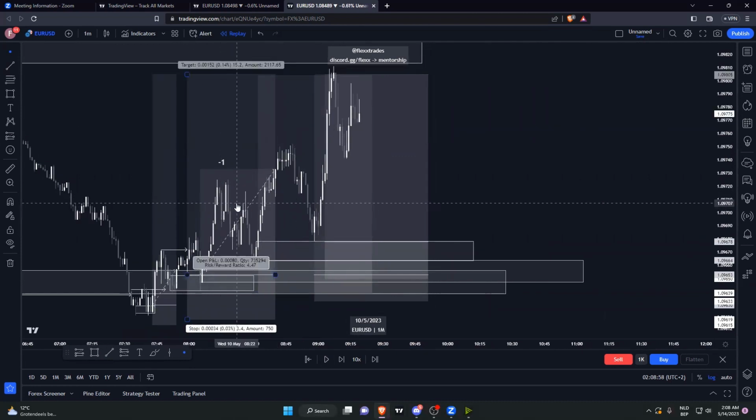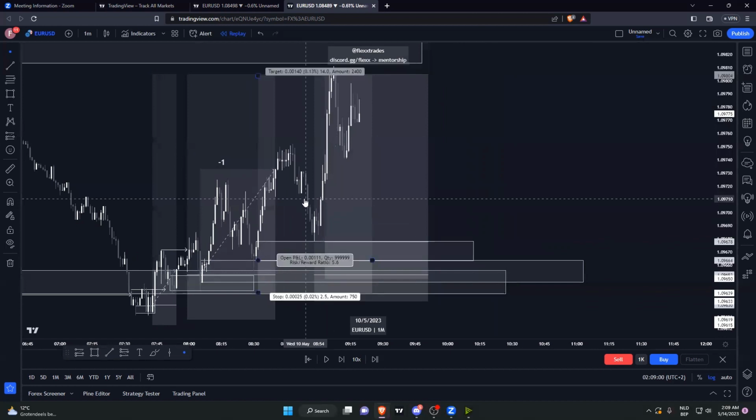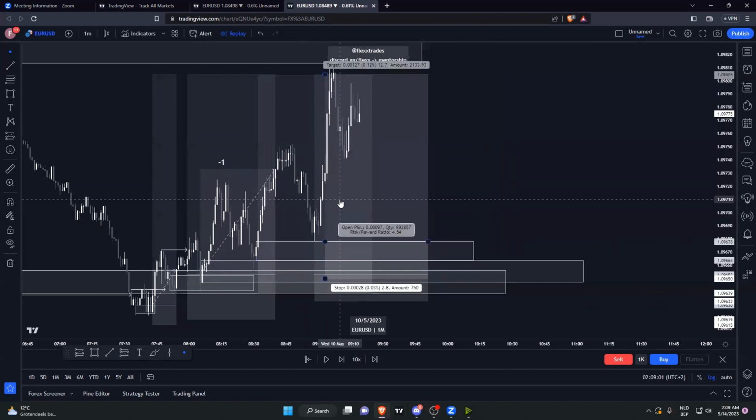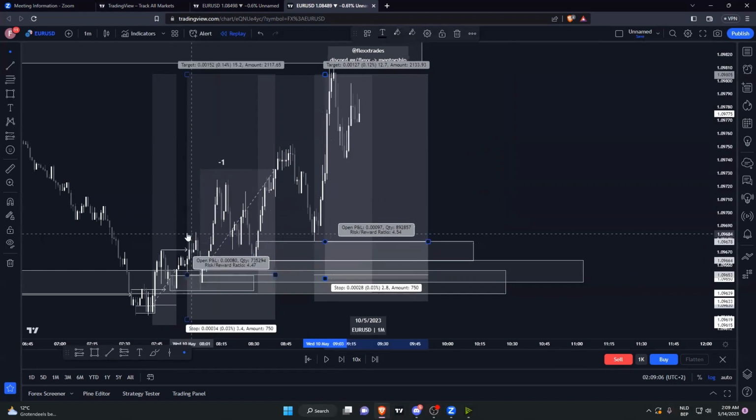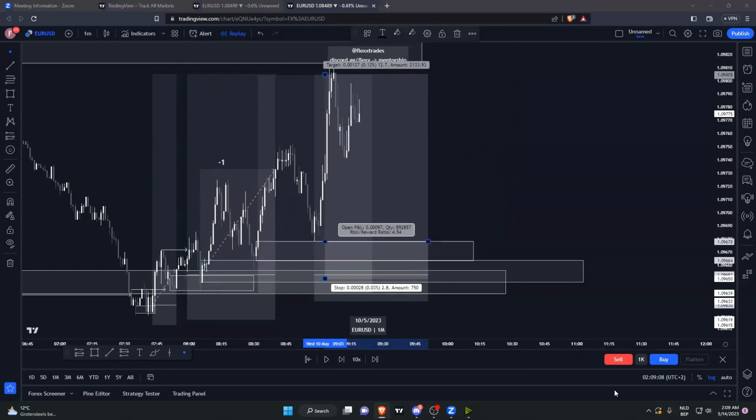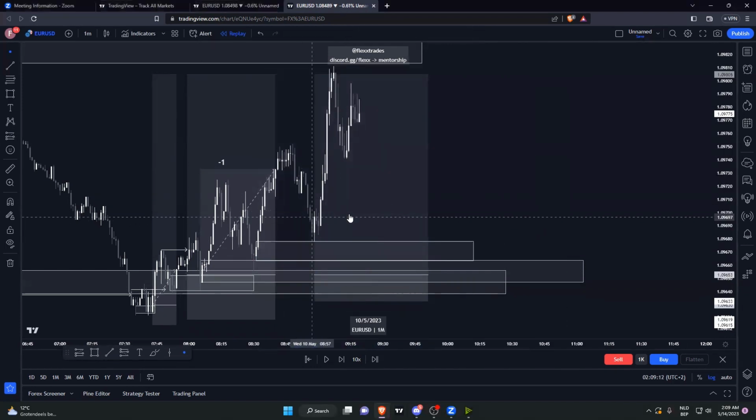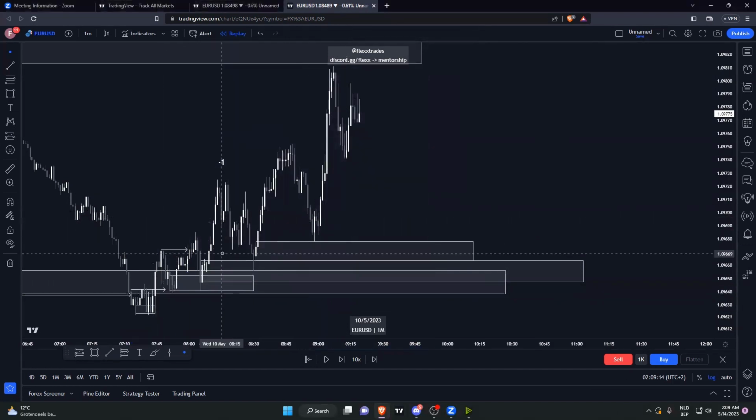So 15, 16, 21, 21, 10, 21, 5, 26R, right? I'm only going to count 11R because that is the extra entry we took. But you could have caught 26R. See how beautiful these demand zones are? Yeah, see, I'm telling you, this is OP if you just know how to use it. And that's by following me. I'm trolling, but yeah.